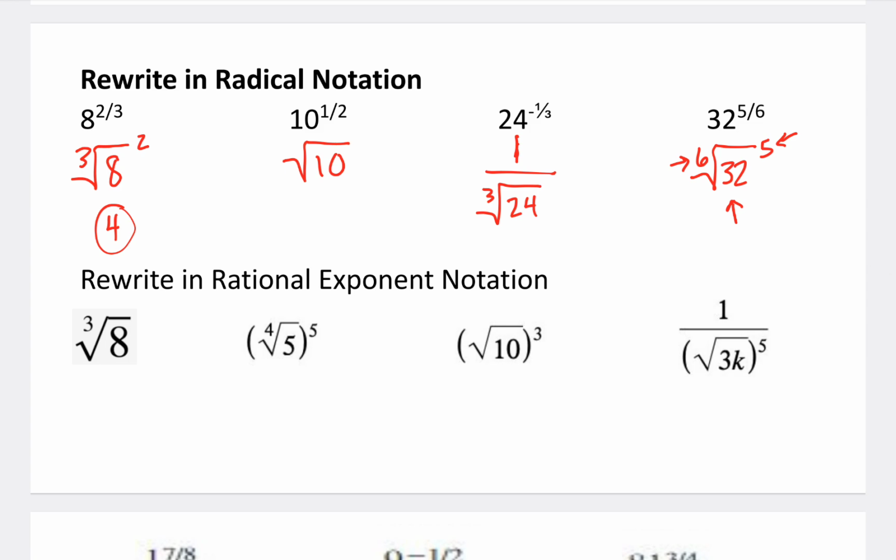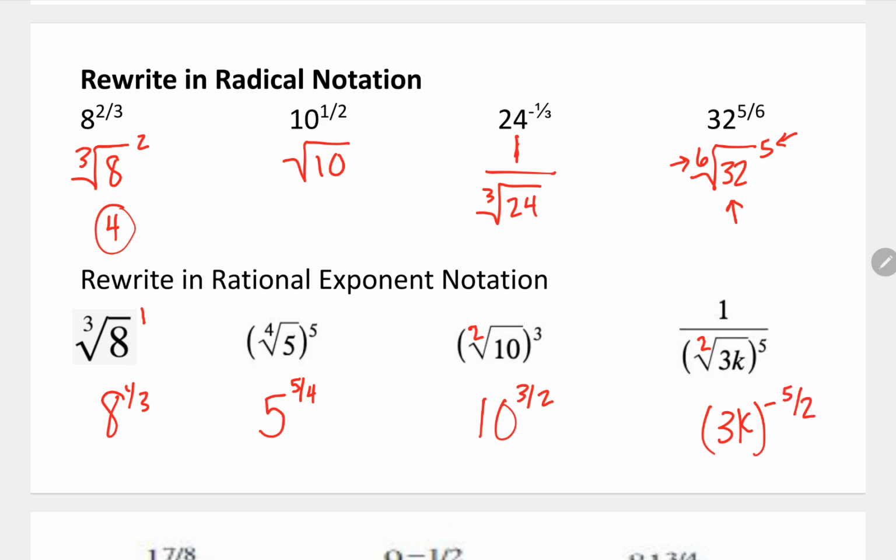So going the other way, this one we have the cube root of 8, and this is an invisible 1st power, so that's 8 to the 1/3. On this next one, our base would be 5, and our exponent would be to the 5/4 power. And then remember there's an invisible 2 here, so this would be 10 to the 3/2 power. And then this one, we have 3k as our base. Our exponent is negative because it's in the denominator. There's an invisible 2 there, so that's negative 5/2.